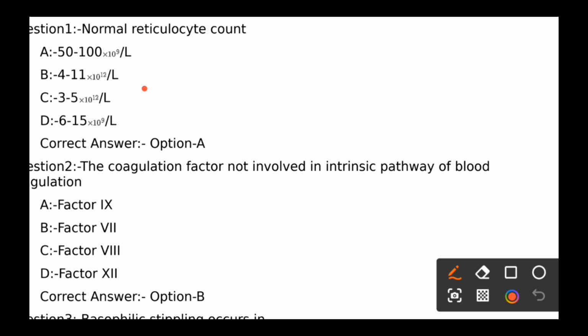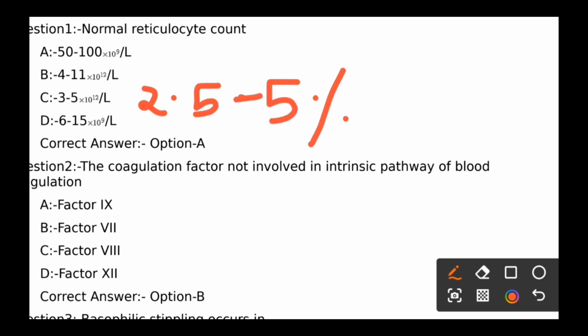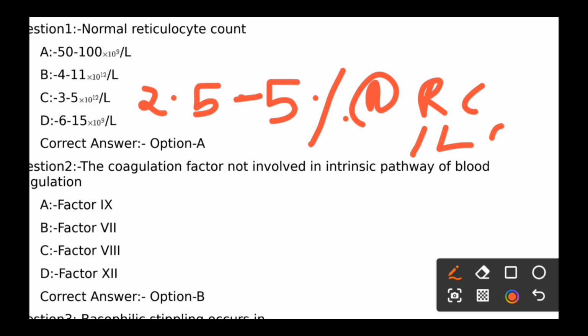We know that the normal range of reticulocyte count is 2.5 to 5%. Okay, but here the question is what is the normal range per liter? Here the right answer is option A, 50 to 100 into 10 raised to 9 per liter.